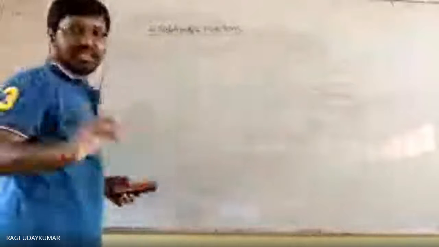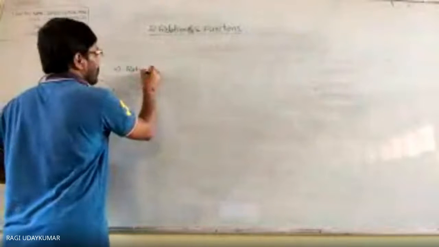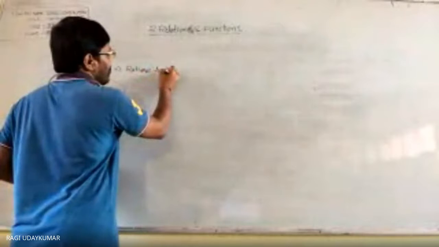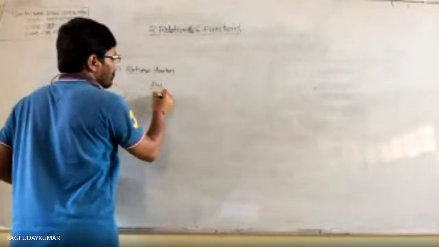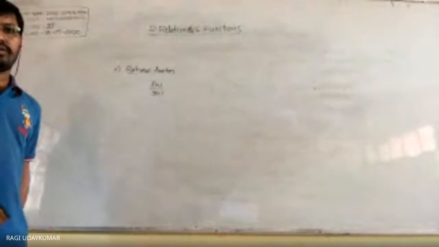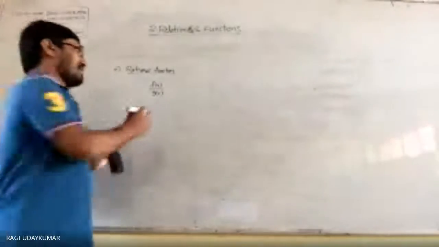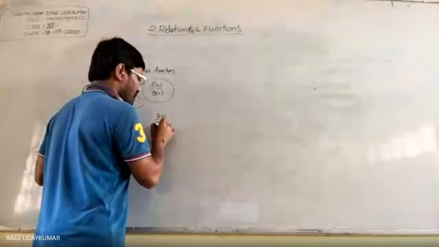The next thing is the rational function, the fourth one. A rational function will be in the form of f of x by g of x, where g of x should not be equal to 0. If g of x is not equal to 0, then it is called this type of function. That means if it is given to you x plus 1 by x cube like this, those types of functions are called rational functions.